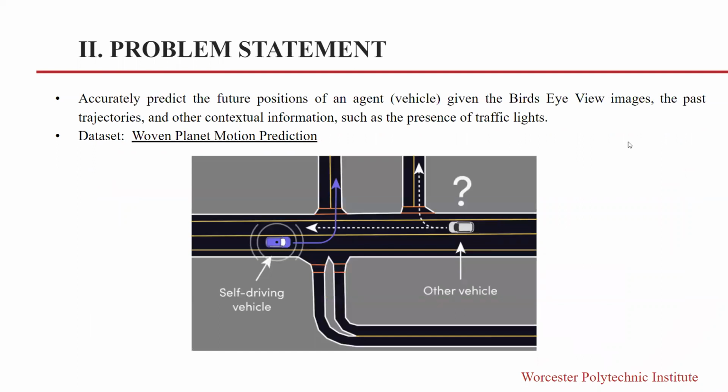In the problem statement, we are working on a bird's eye view image to detect the past trajectories and other contextual information, such as the presence of traffic lights. We are using the dataset of Woven Planet for agent motion prediction.